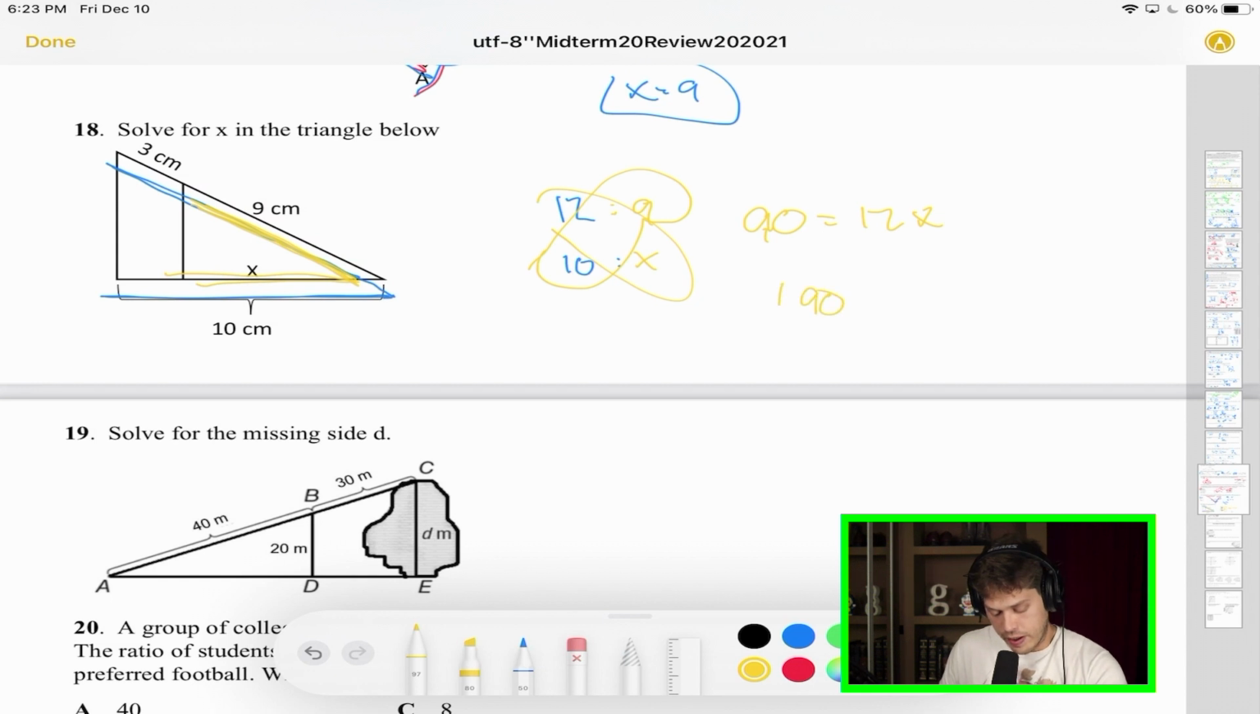So 90 divided by 12, that is 7 times 12 is 84. Then you subtract, you have 60 left over. So 7.5. So x is 7.5 centimeters.